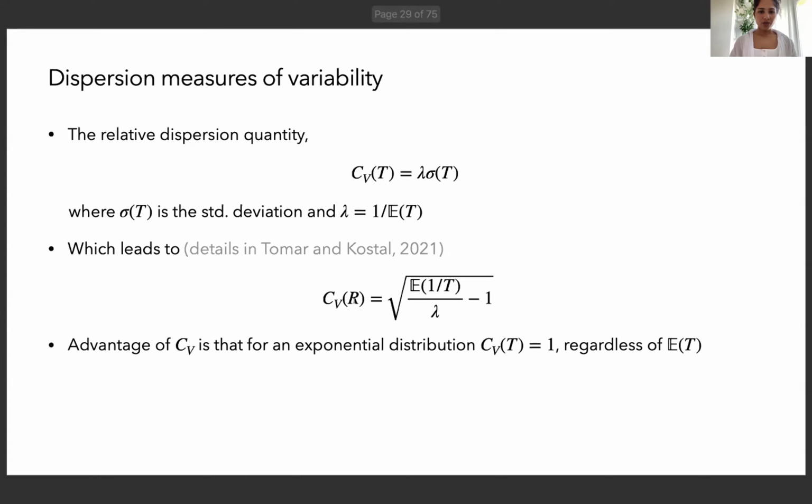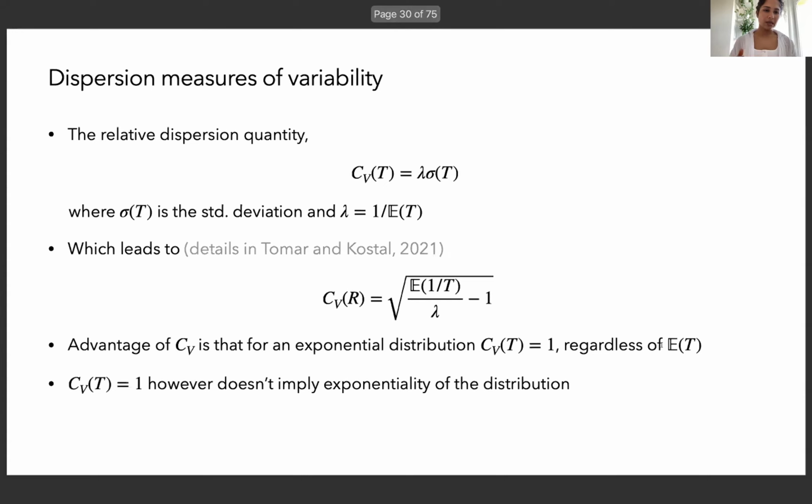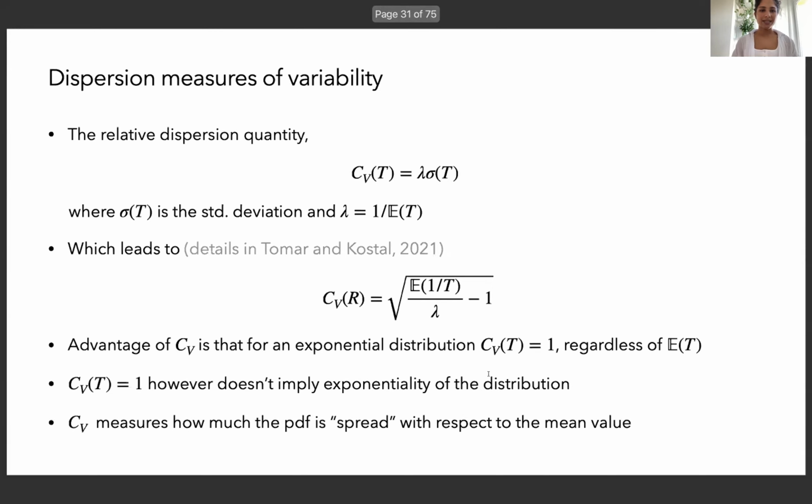So the advantage of using CV is that for an exponential distribution, the CV of ISI is going to be 1, regardless of the mean of the distribution. Conversely, if you have a CV with the value 1, that does not really imply the exponentiality of the distribution. Standard deviation or CV measures how much the probability distribution is spread with respect to the mean value of the data. However, whether it be standard deviation or CV, it doesn't really quantify how random the values are.